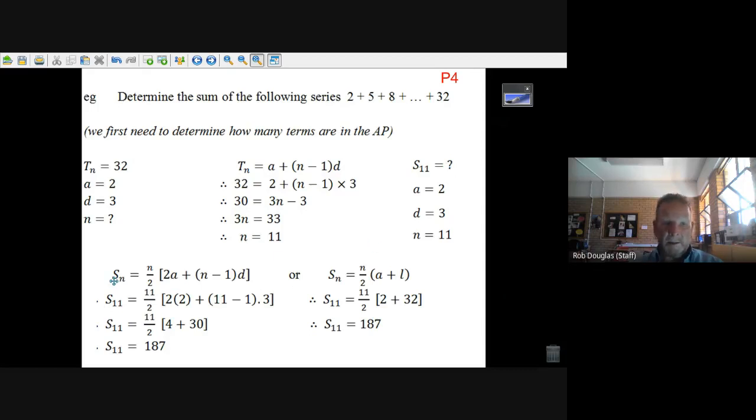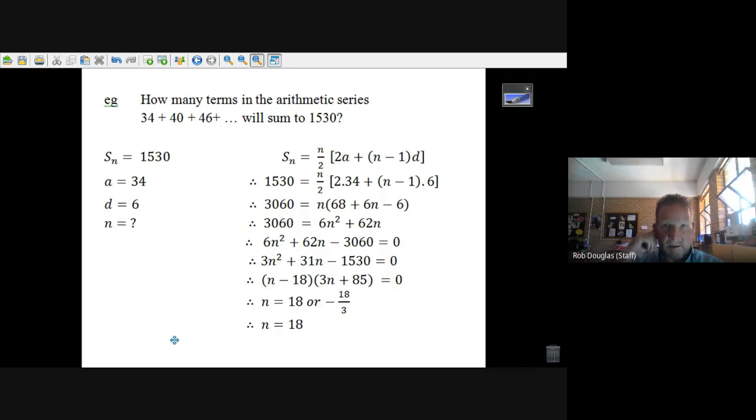Like I said, there were two formulas. There's this one with 2a plus n minus 1 times d, and there's one that just says the first term plus the last term. Here's the easiest one. To find the sum of the 11 terms, we just go 11 over 2 times the first term, 2, plus the last term, 32. So 34 divided by 2 is 17. 11 times 17 is 187. You can use the other formula and substitute in A and D and N, and you'll get the same answer. I won't go through it all, but you just get the same answer for the sum of what we know is 11 terms.